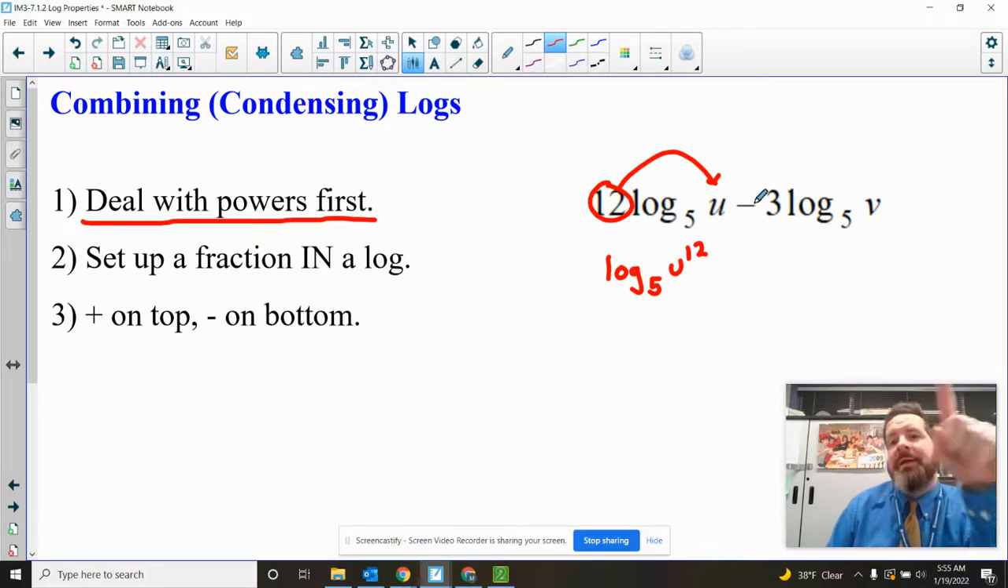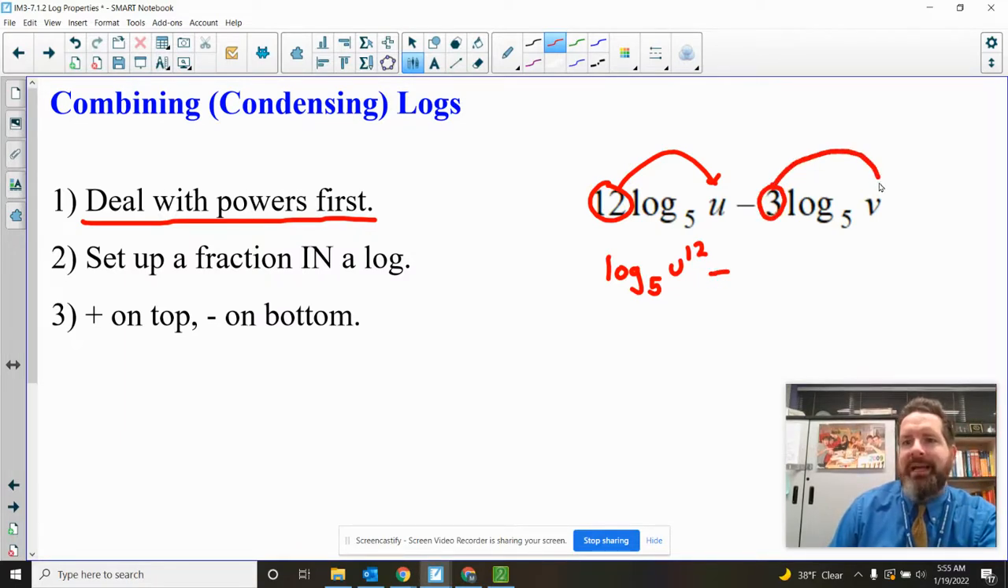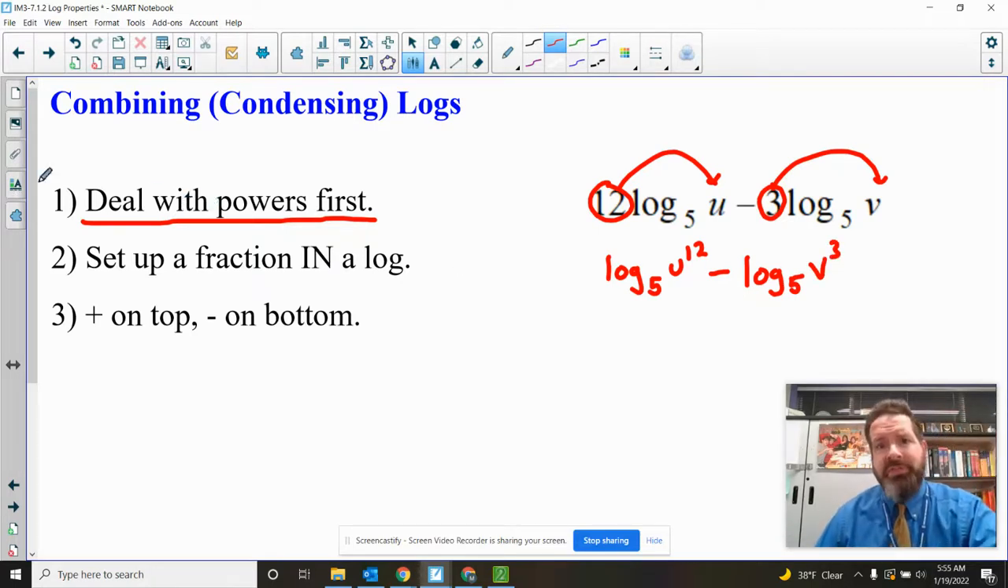Do the same thing here. Now leave the minus where it is. We're going to deal with that in a second. Take just the 3 and move it inside as an exponent on the v. This is what I mean. Log base 5 of v to the third. This is what I mean by deal with powers first. Coefficients in front, move them inside so that there are no coefficients in front anymore. Just plus signs, minus signs. That's it.